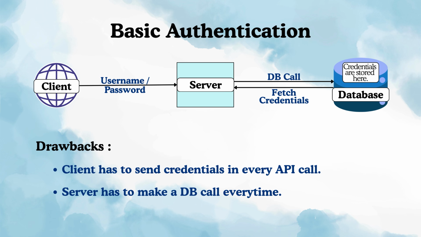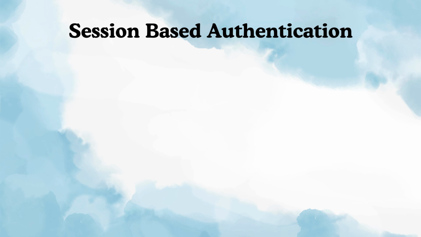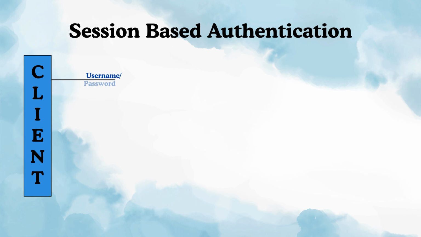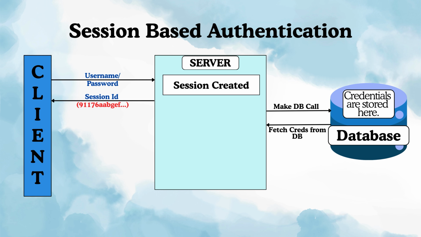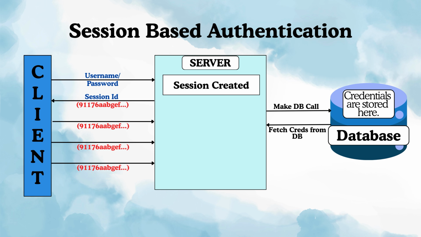So the second approach is session-based authentication. Now let's understand this clearly. User logs in once using username and password. At this time, credentials are validated and the DB call happens only once. But after that, server creates a session and sends a session ID back to the client. So from now on, the client sends only this session ID with every API request. So now no need to send the credentials again and again, and no need to validate those credentials again and again. Sounds better, right? Yes, it's better, but there is still a problem.